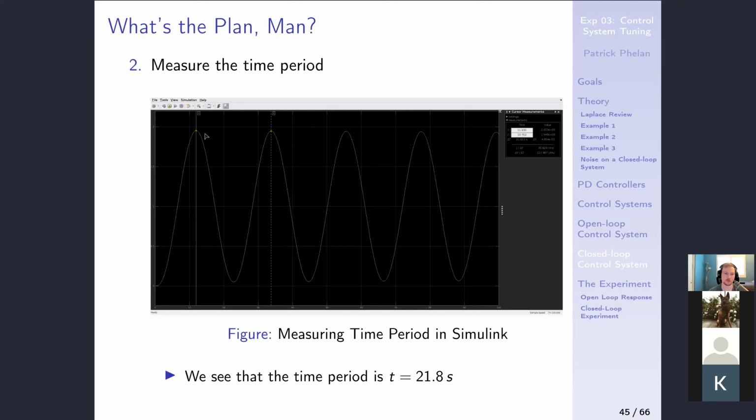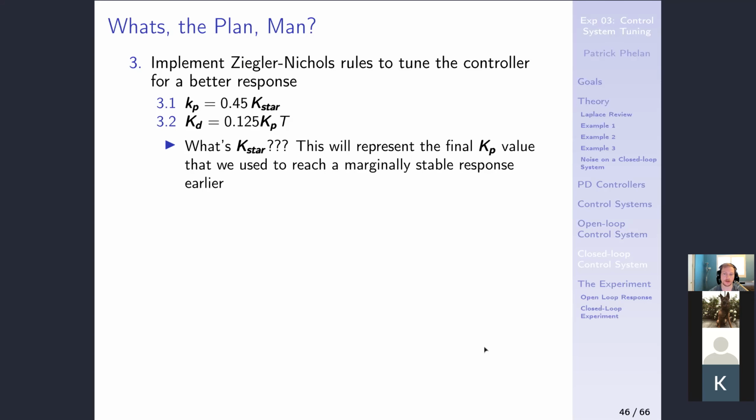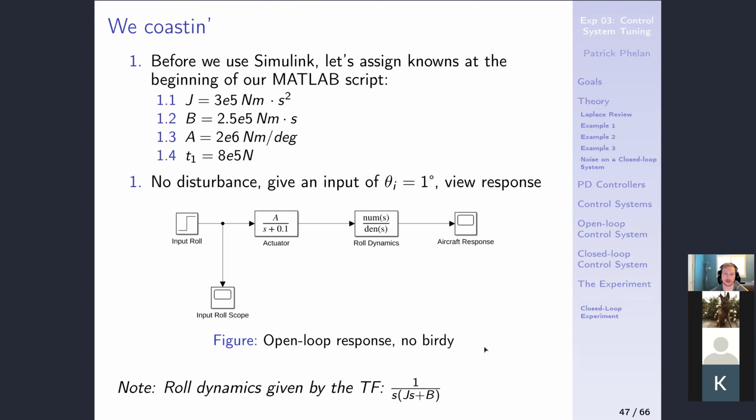So T star here, we're looking at our peaks for the amplitude, and we just measure that period. For the lab, it's going to be around 21.8 seconds. All right, and then we're going to look at that response, and we'll also have another bird strike, and we're going to see how our system can react to that. All right, so that's the layout for the lab today.